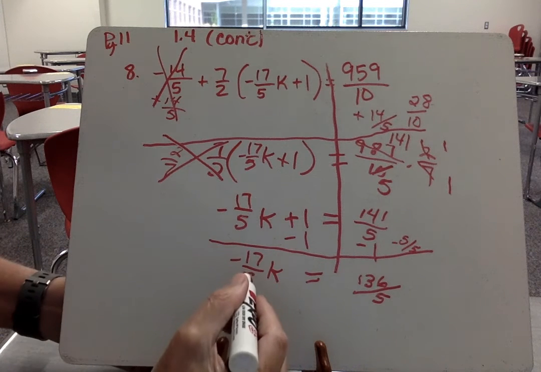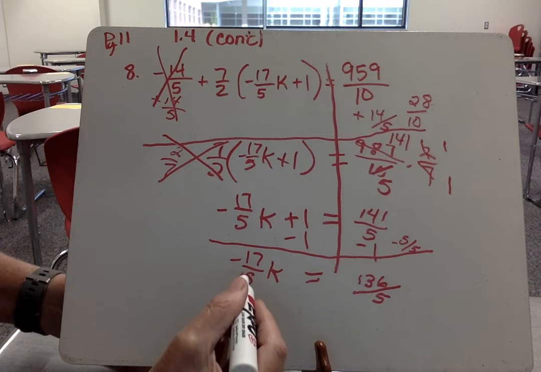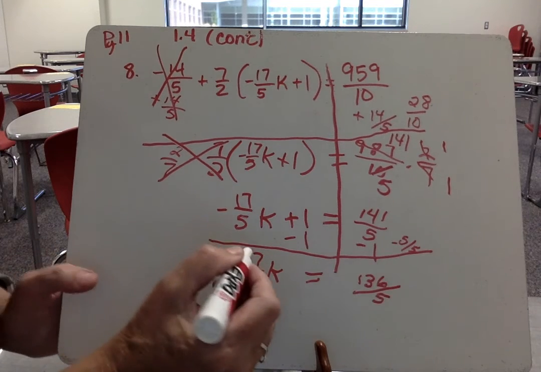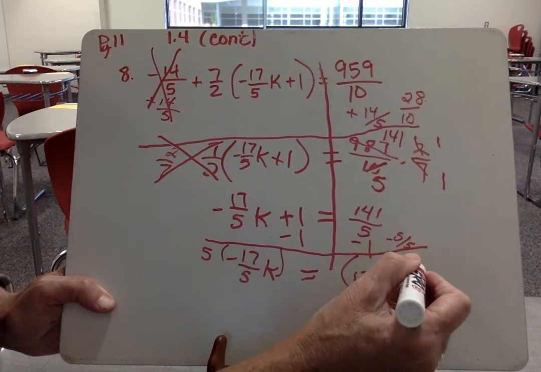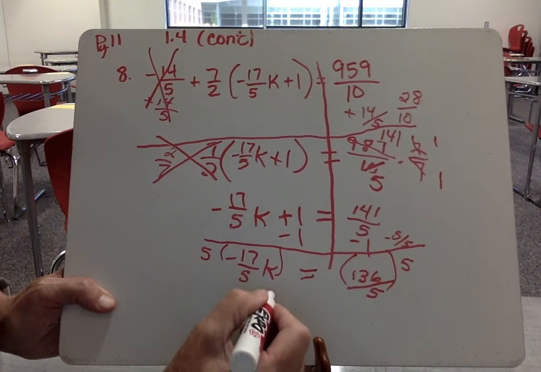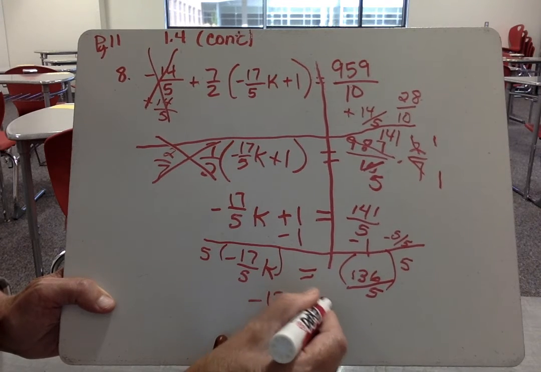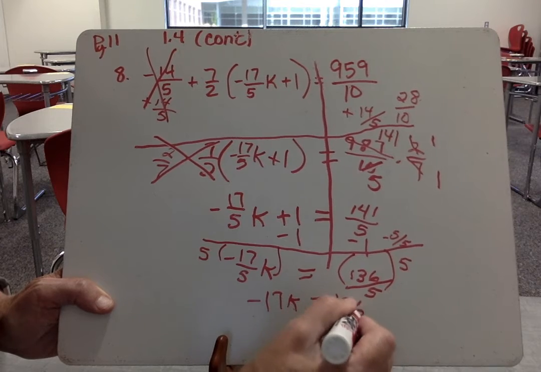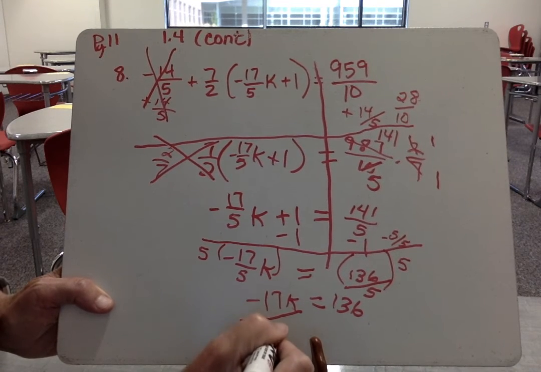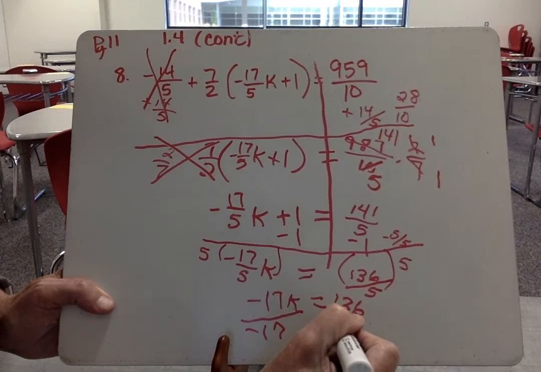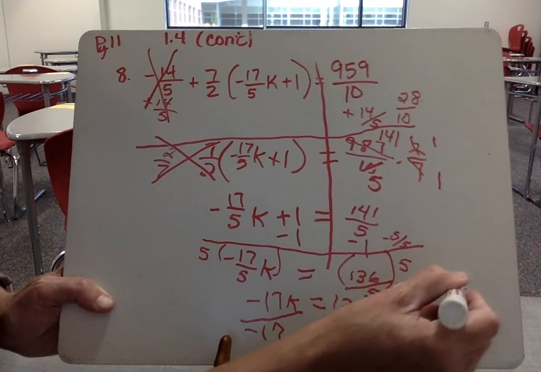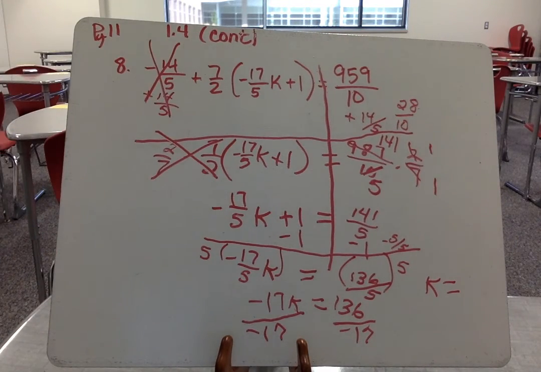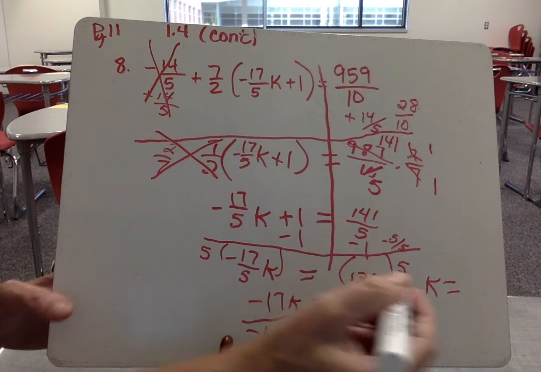Next thing, I'm going to get rid of the fraction by multiplying by the denominator, 5 and 5. So if I multiply both sides by 5, I get negative 17k equals 136. Then I divide by negative 17, divide by negative 17, and k equals 136 divided by negative 17, and k equals negative 8.